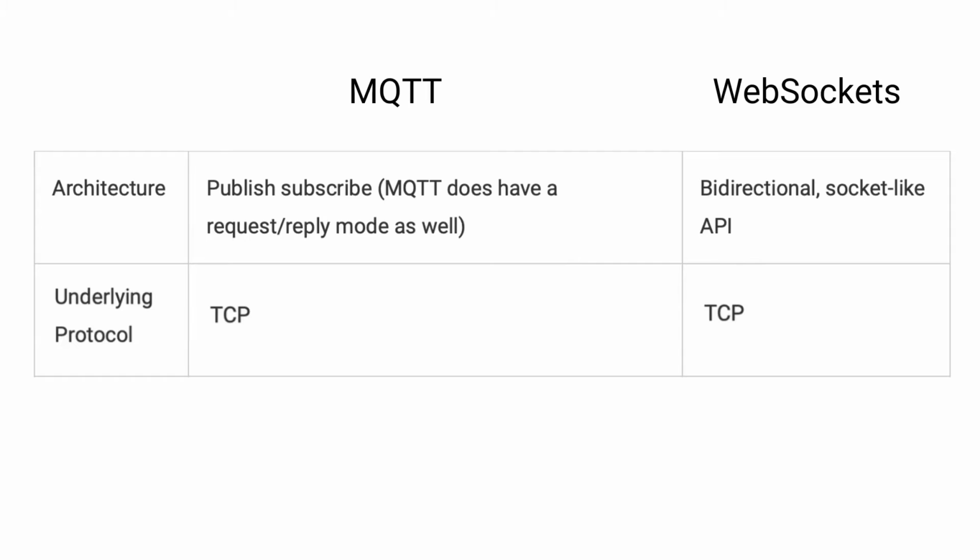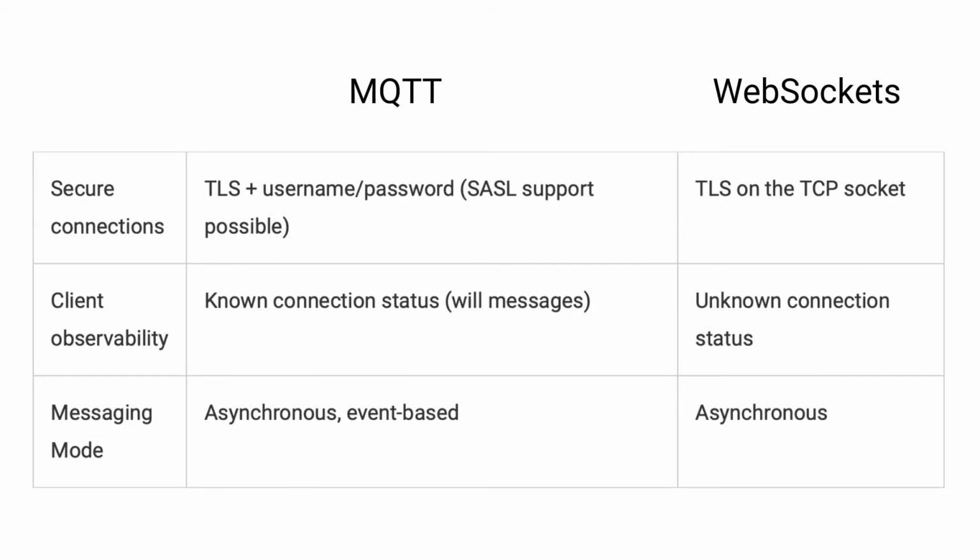MQTT has a publish-subscribe architecture, whereas WebSockets have a bidirectional socket-like API architecture. The underlying protocol is the same for both technologies. It is TCP. For MQTT, connections are secured via TLS plus username and password. For WebSockets, connections are secured via only TLS on the TCP socket.